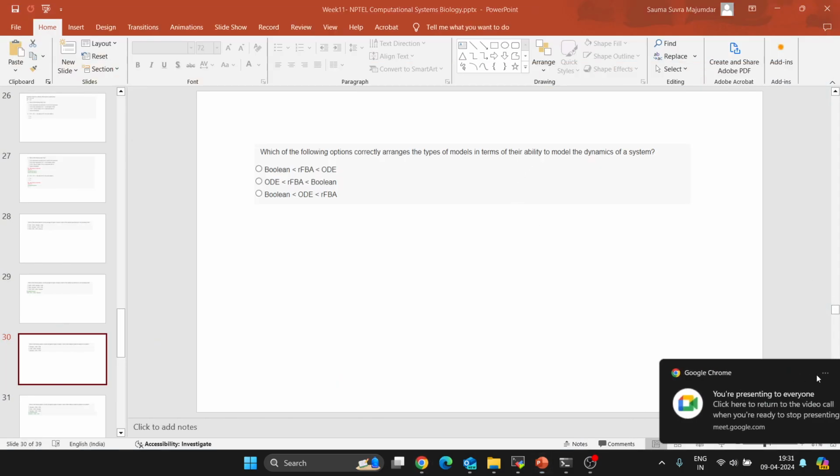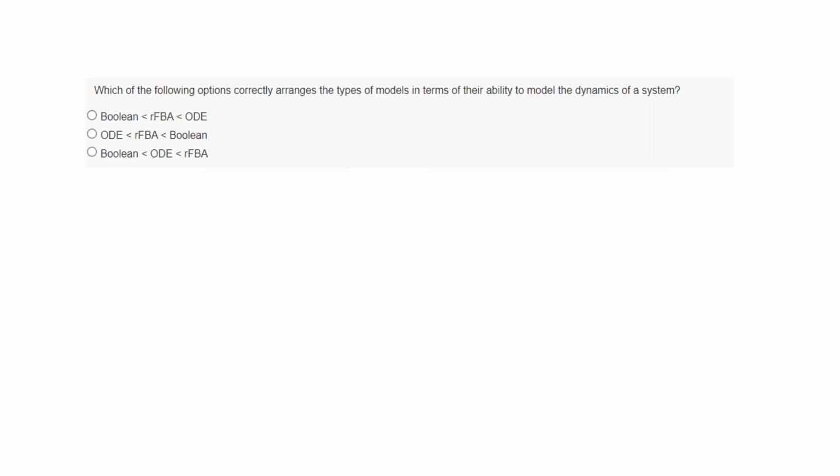ODE will give you the maximum in terms of dynamics. Then RAPL will give you the highest inference, but in terms of dynamics, it will give you nothing. In ODE, you will get the best dynamics possible. And then RFQ.